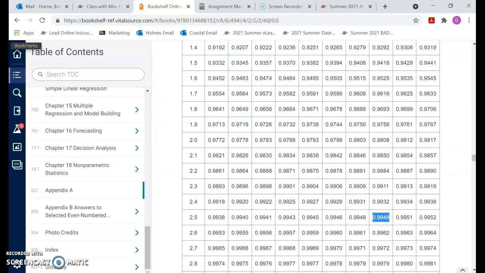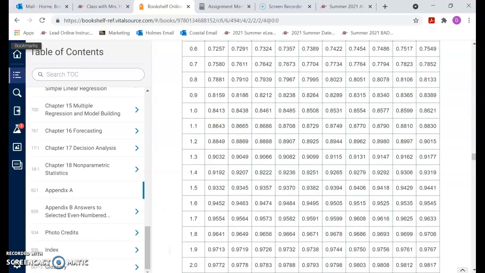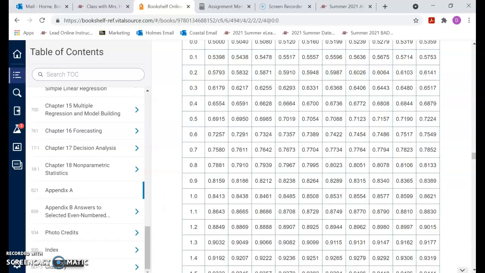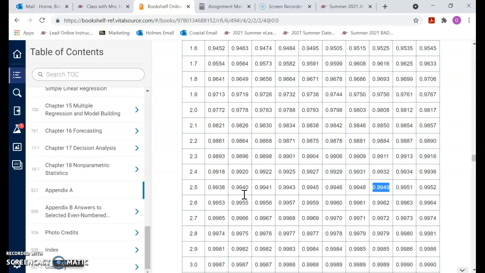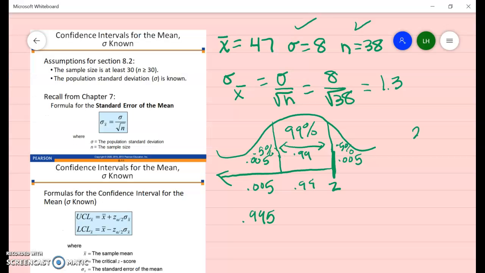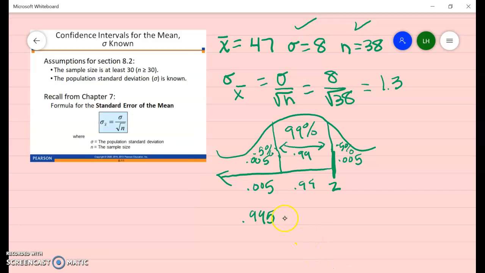2.57 and 2.58. So 2.575, because it's in between 2.57 and 2.58. So if we average those, that would be a z-score of 2.575.